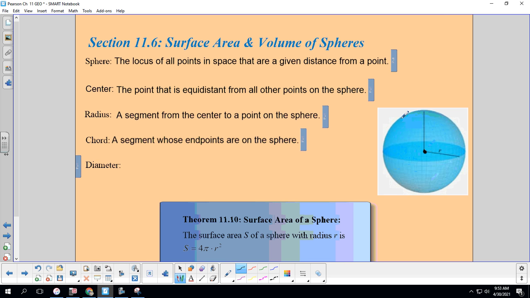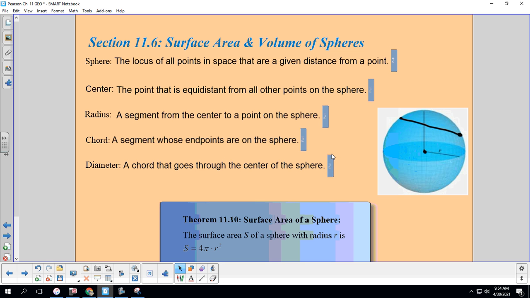So if we have a point here on the sphere, and we come across to another point on the sphere, that segment is called a chord. And the diameter is a chord that goes through the center of the sphere. So like this line right here, it goes from one side of the sphere through the center and to the other side of the sphere. That is the diameter of the sphere.